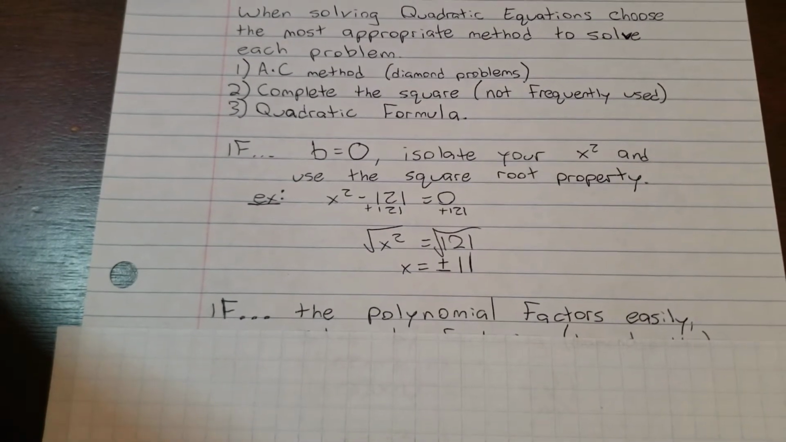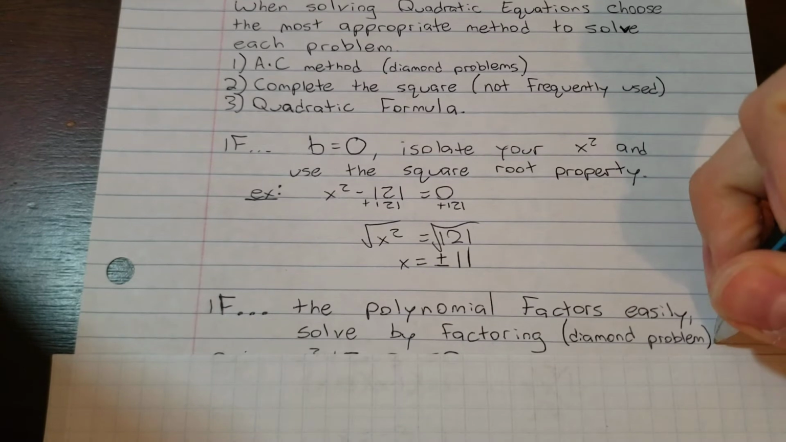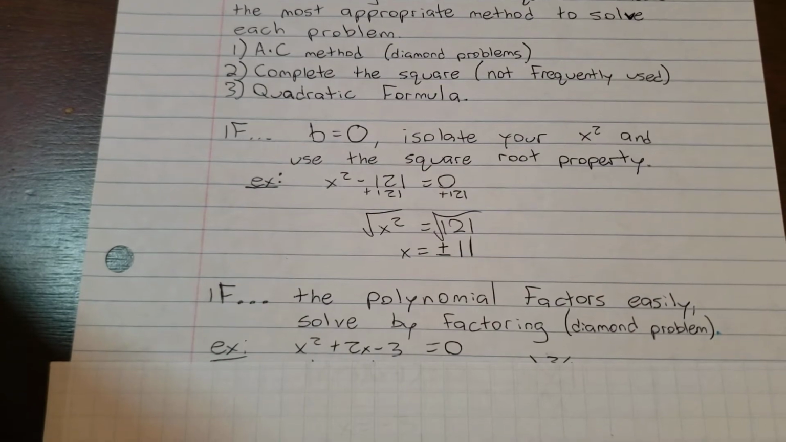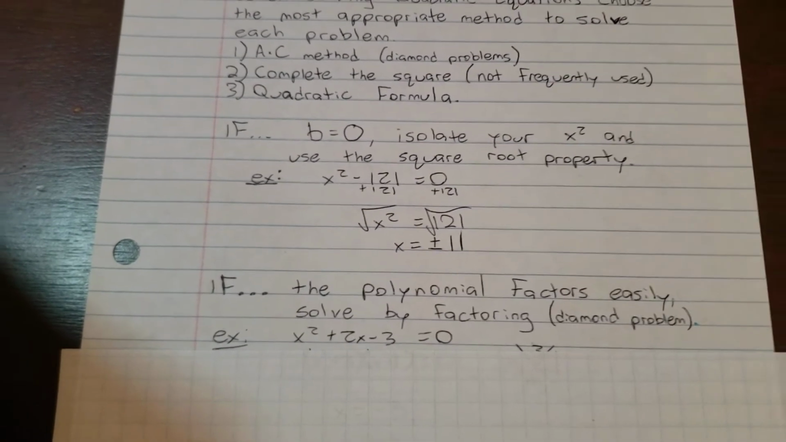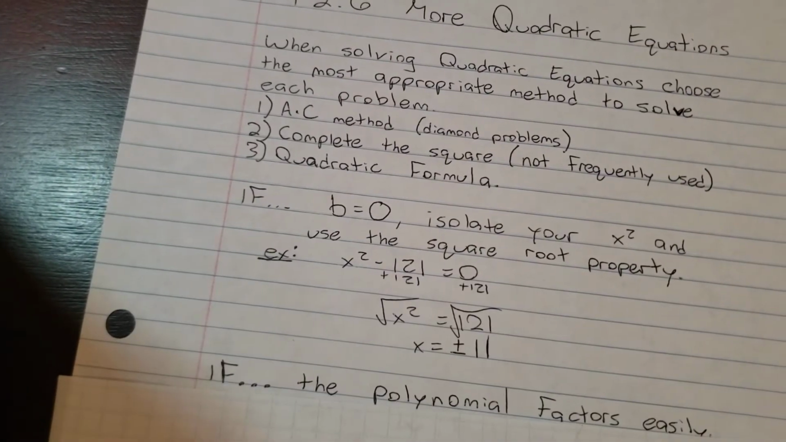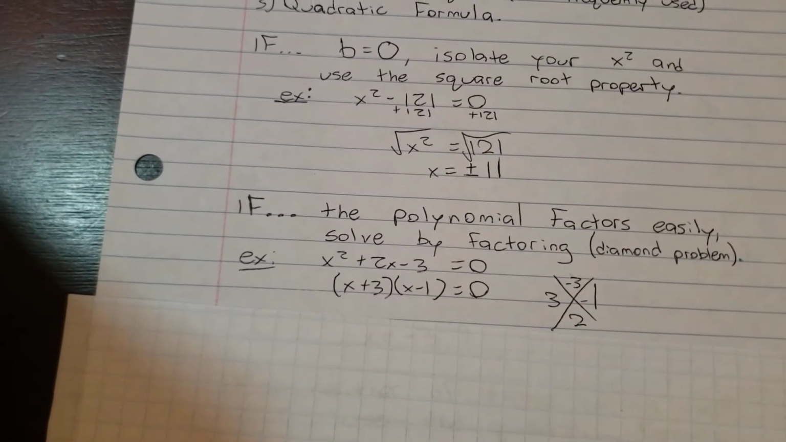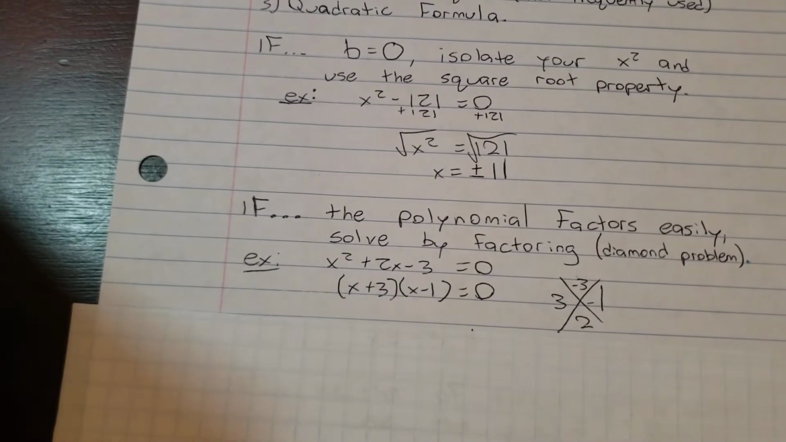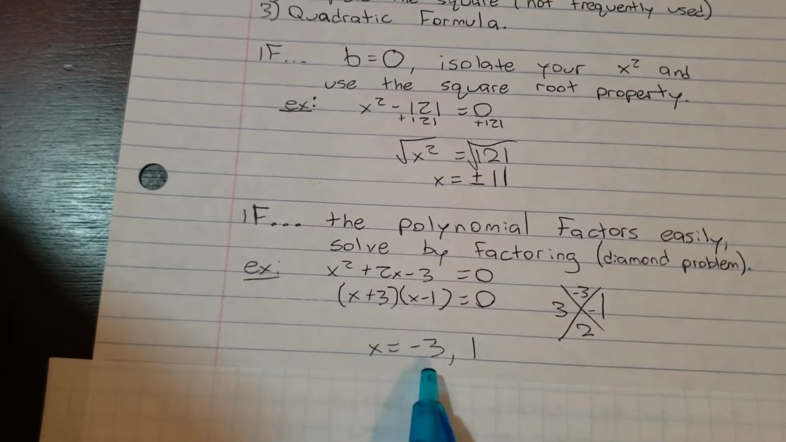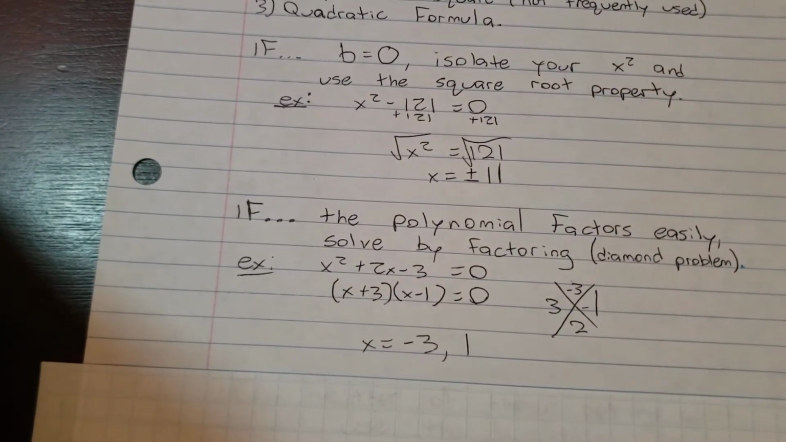Here's another tip. If the polynomials factor easy, solve by factoring. That's the diamond problem. So if we have, for example, x squared plus 2x minus 3 equals 0, well, again, this is where you try first the AC method. You plug it in, and you figure out right away that these are your factors. So we know that once we set each individual factor to 0, we'll get x equals negative 3 and x equals positive 1. Easy peasy lemon squeezy.